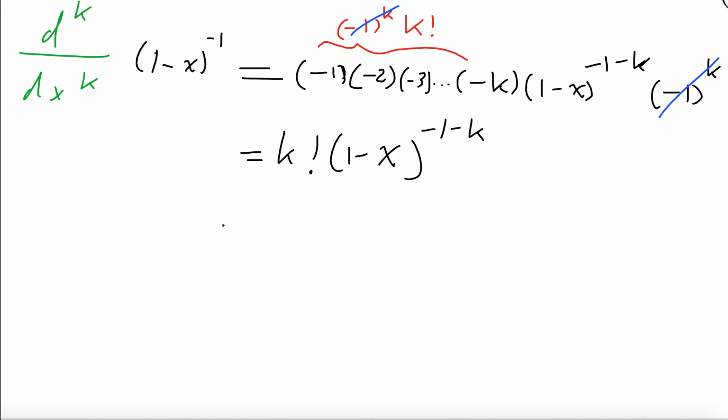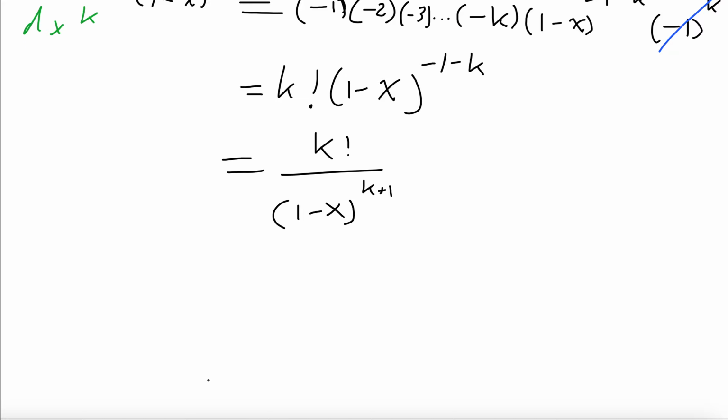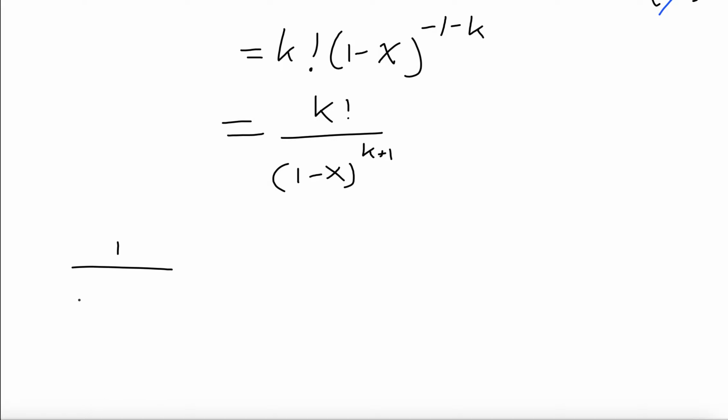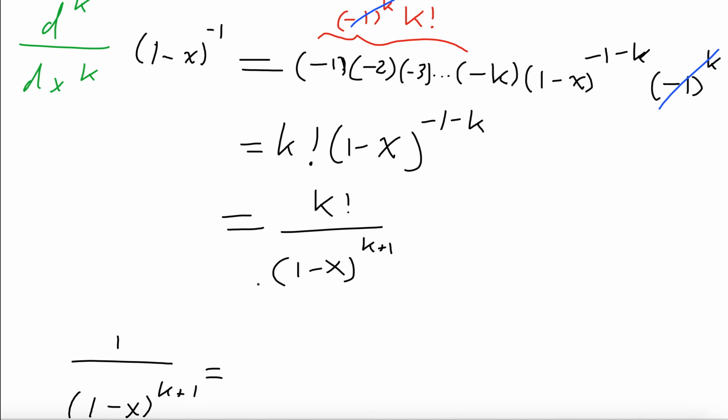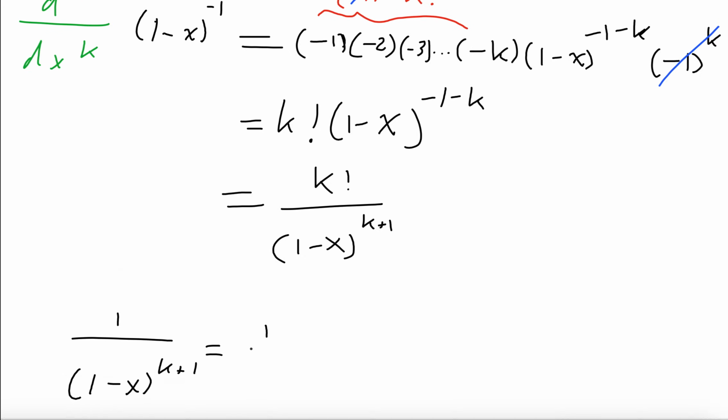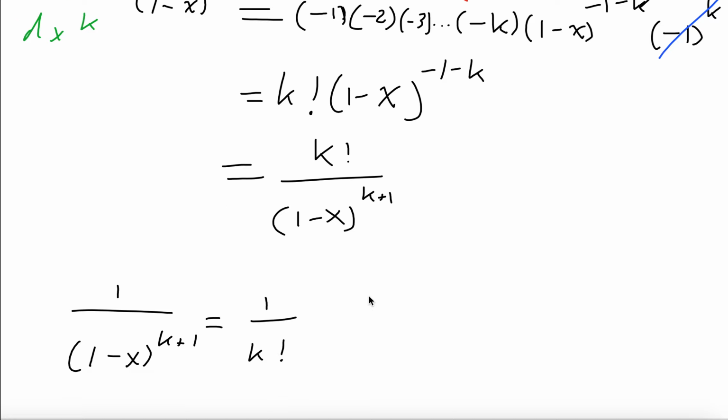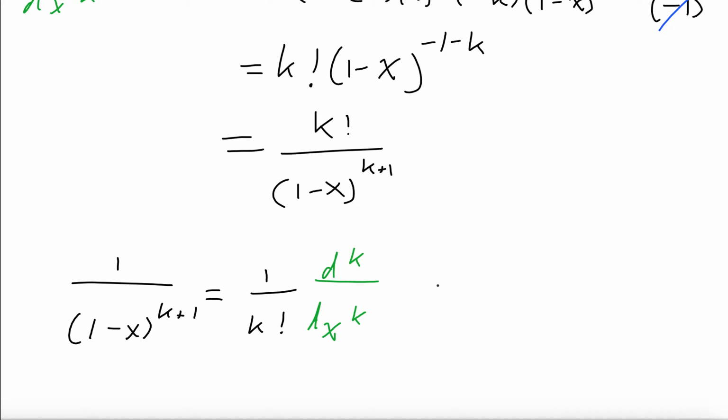In effect, what you're saying is this is equal to k factorial over (1 minus x) to the k plus first power. And that's going to be the same thing as the kth derivative of the geometric series. So if we want to find the generating function of 1 over (1 minus x) to the k plus 1, all we have to do is take the kth derivative of the geometric series and divide by k factorial. So you get 1 over k factorial d^k/dx^k of the geometric series, which we know is the sum as n goes from 0 to infinity of x to the n.